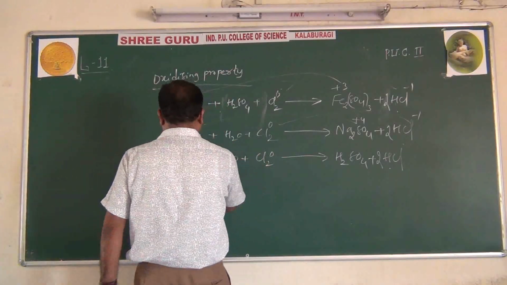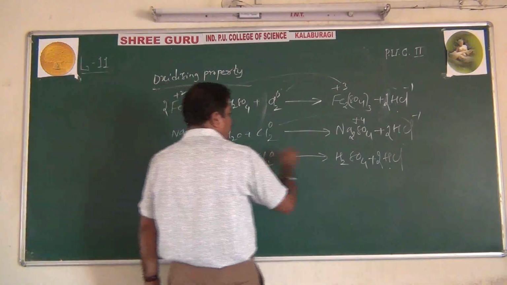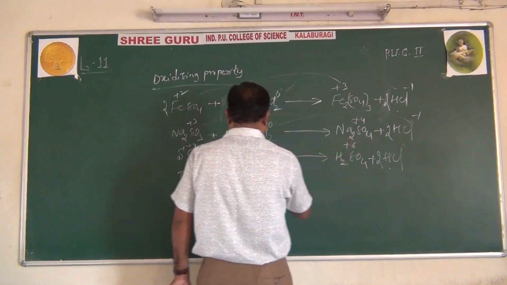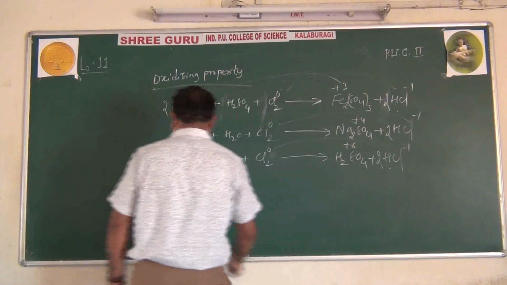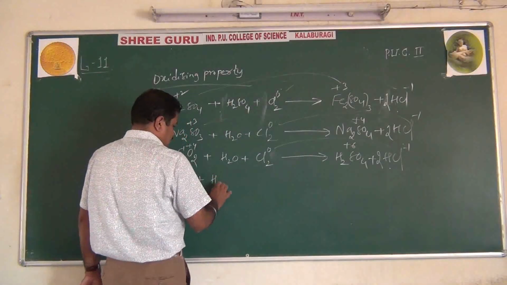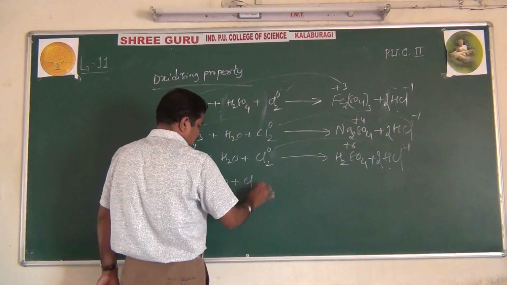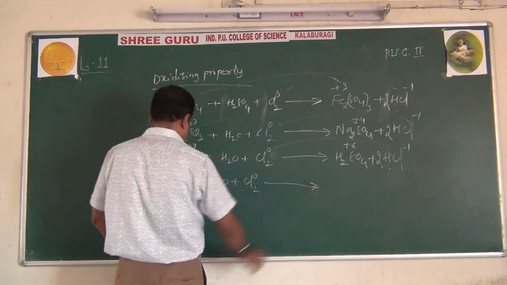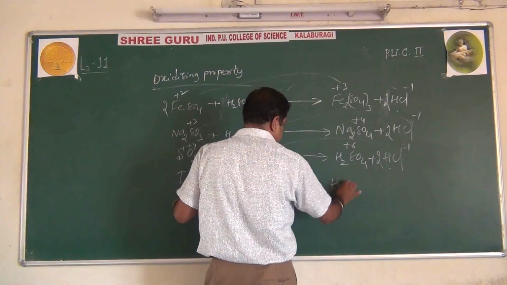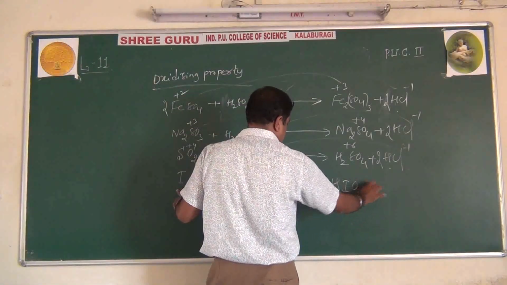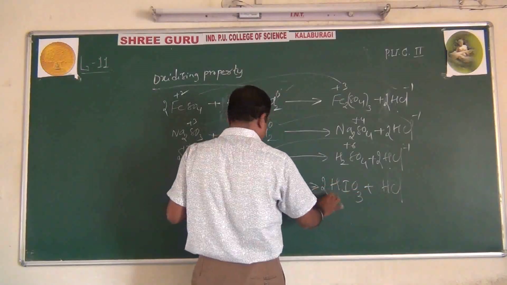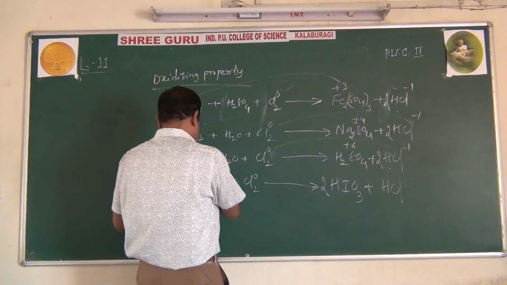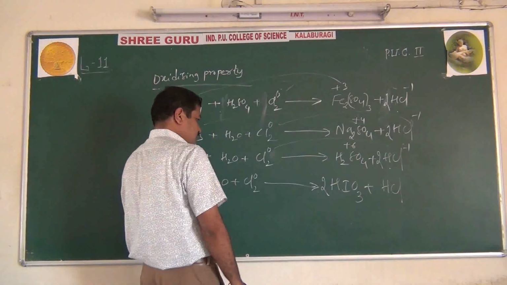H2SO4, right? So plus 4 to plus 6, and 0 to minus 1. Lastly, iodine I2. Iodine also reacts in the presence of water. Chlorine in 0 oxidation state, with iodine I2, gives HIO3, hydroiodic acid and HCl. Right? 2 HIO3, so 6 H2O.